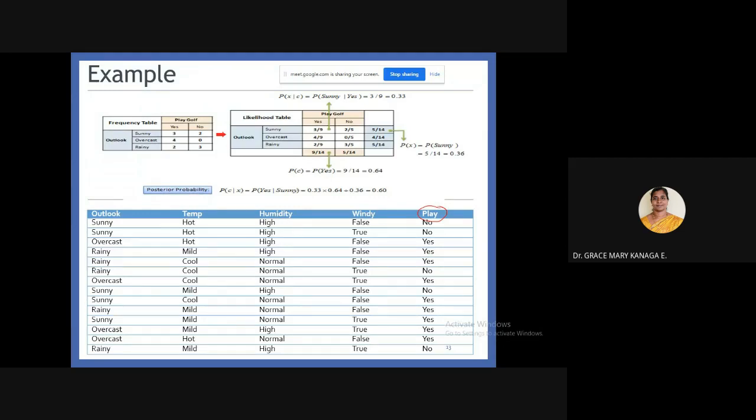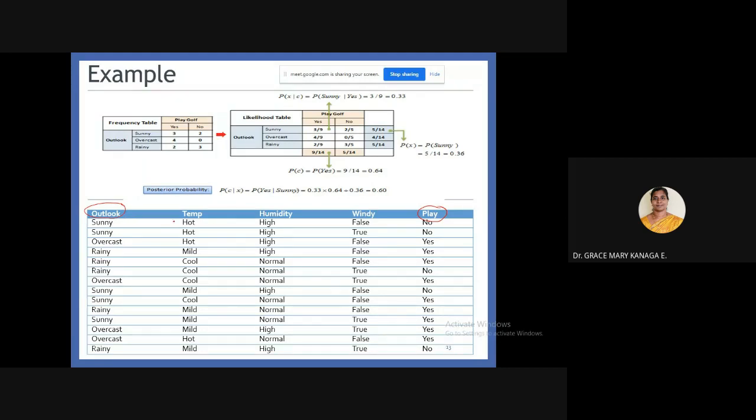For that, we first consider one attribute. Under outlook, 3 values are there: sunny, overcast and rainy. Under sunny, we have 3 yes and 2 no. Similarly, overcast has 4 yes, and rainy has 2 yes and 3 no.